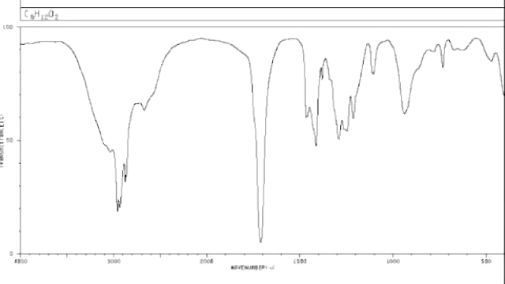Then I look to my left and I see this huge, monstrous looking peak that extends all the way, it looks like, from about 3500 down to 2500. That's almost 1,000 wave numbers wide. The only time you're going to see a huge, monstrous peak like that is in a carboxylic acid. Okay, so let's go ahead and look at the molecular name.